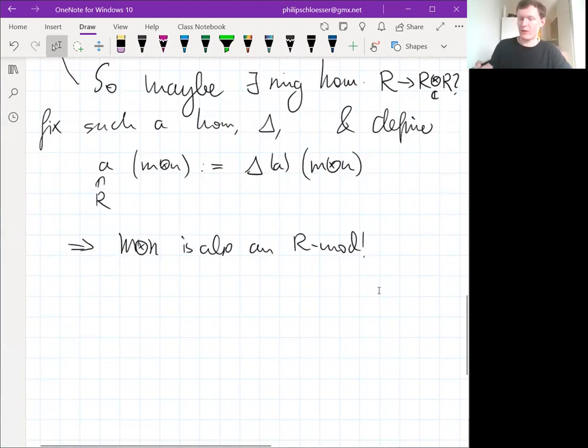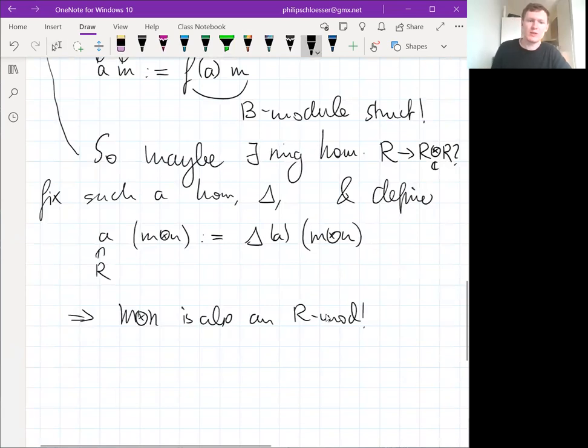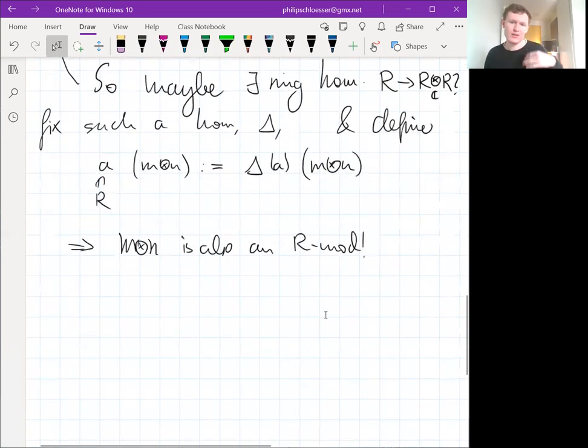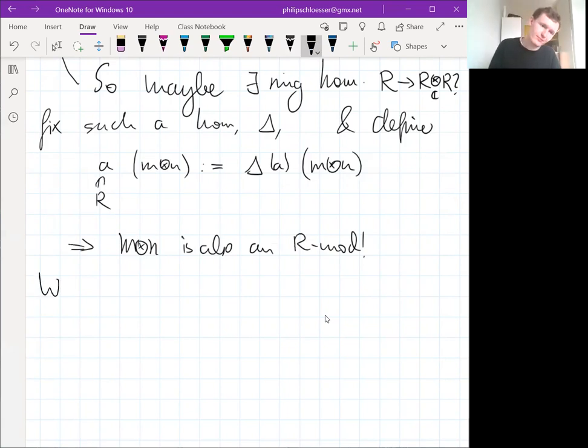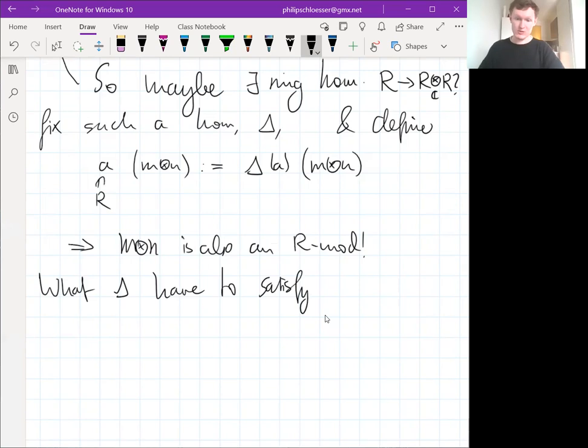So now comes the part where we ask, well, surely this doesn't work for just any homomorphism, or maybe it does, but it doesn't give us the kind of tensor product that we really want. So what does delta have to satisfy for our structure to behave as we would expect?